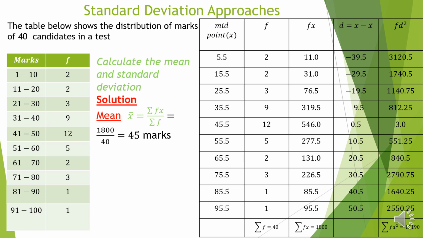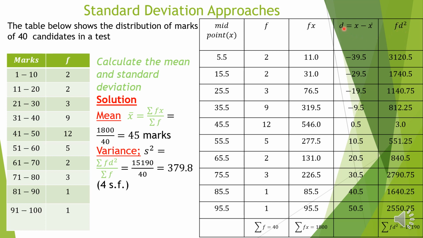Now, once this column is calculated, realize that we are coming up with this column once we have found the mean of that particular data. Once we've gotten the deviations from the mean, then we are going to come up with the product of frequency multiplied by deviation squared.